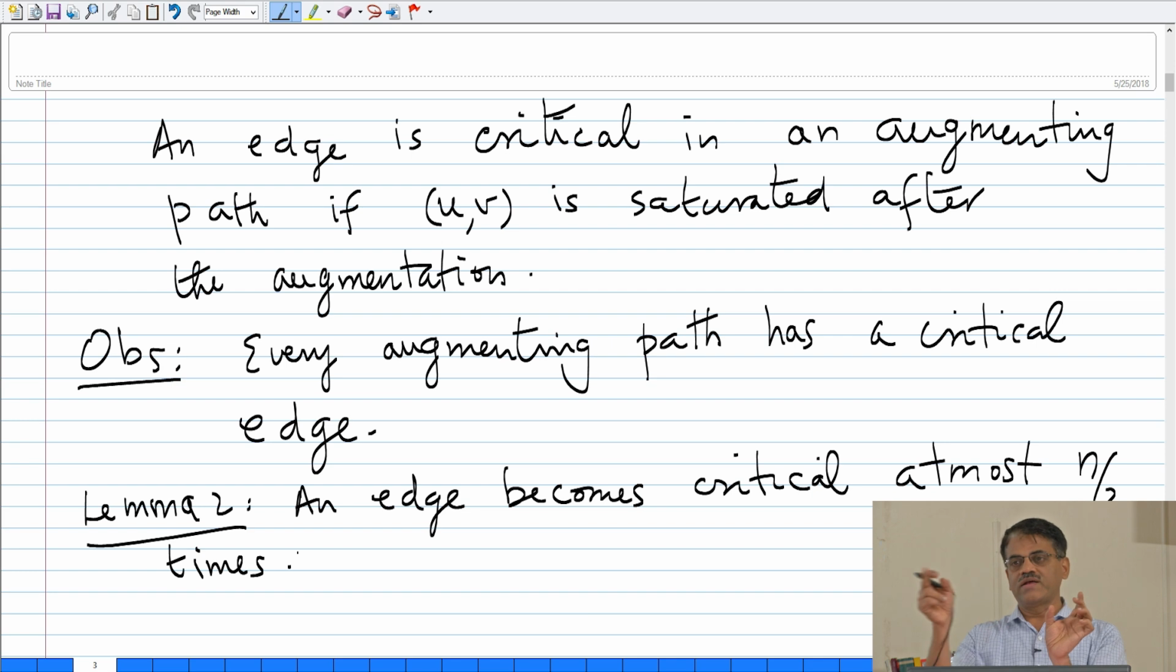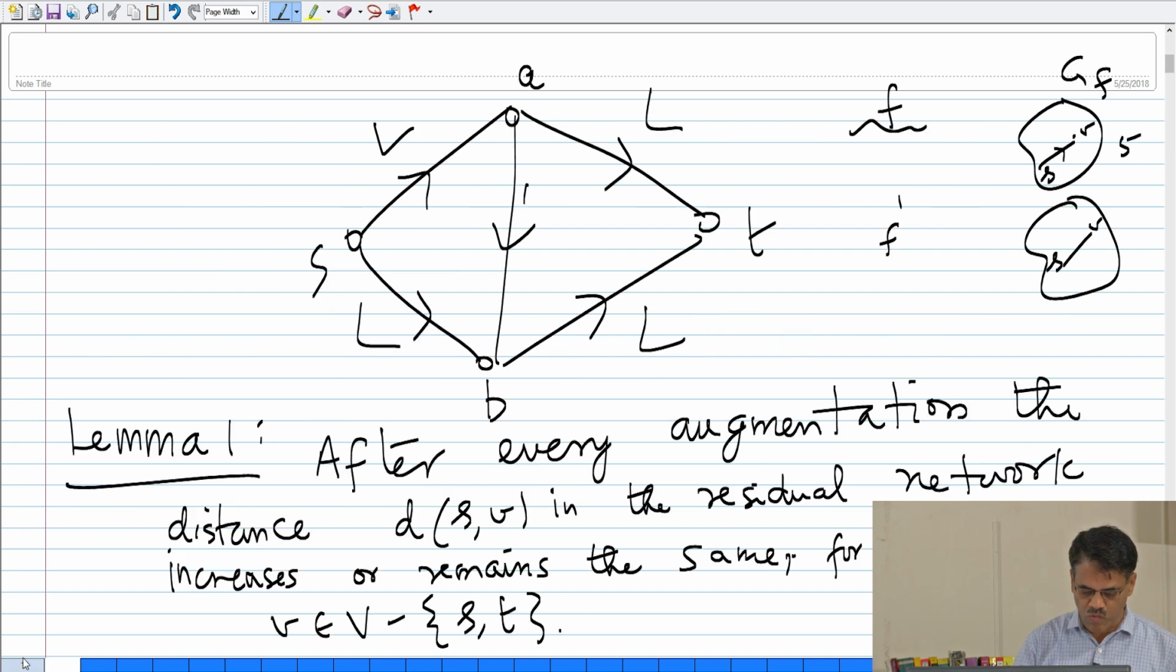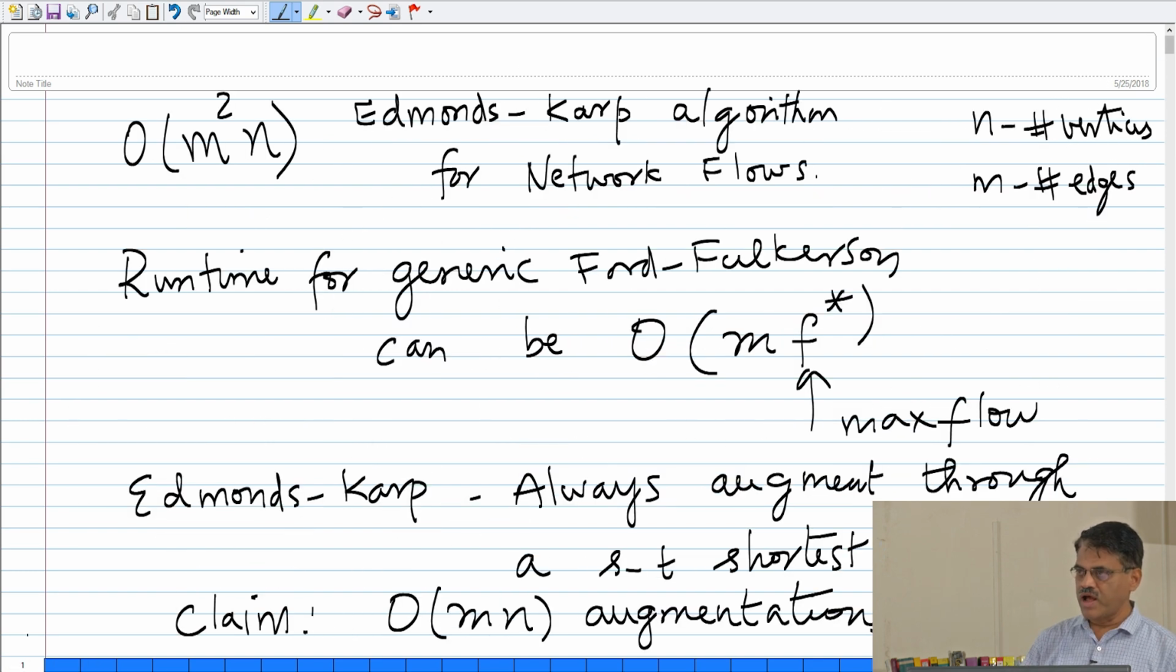This edge may be critical n by 2 times, this may become critical at most n by 2 times, and in fact many edges may become critical in one augmenting path itself, but then that's even good, you will have fewer augmenting paths. So at most, right, because for every augmenting path at least one edge gets critical, another augmenting path at least another edge, and totally there can be m times n possible critical edges. So that will show what I wanted to show, that there can be at most order mn augmentations, and each augmentation costs me order m, so total running time would be m square by n, right?